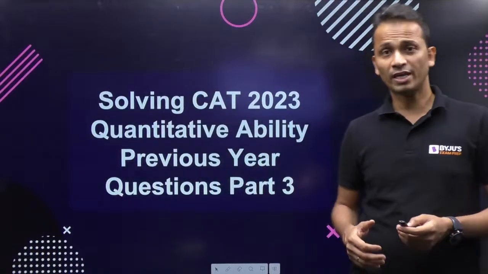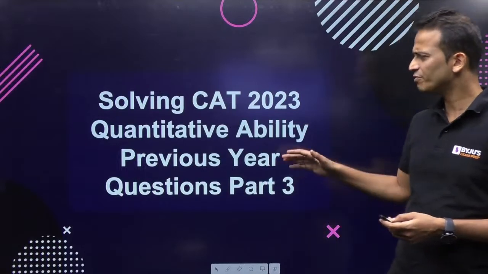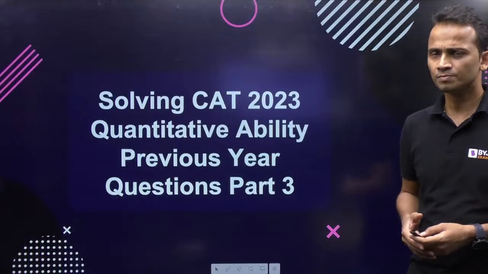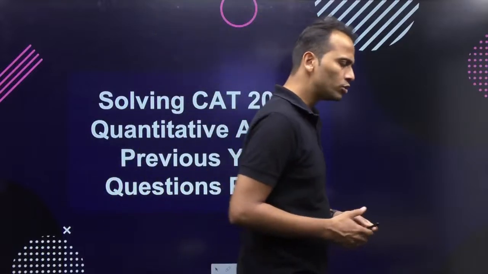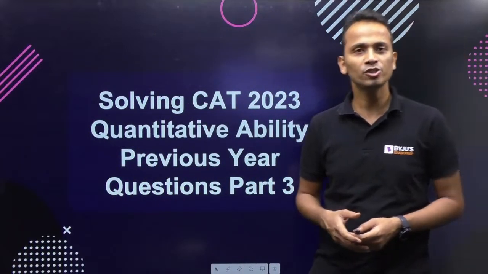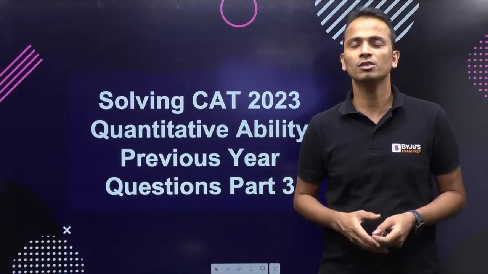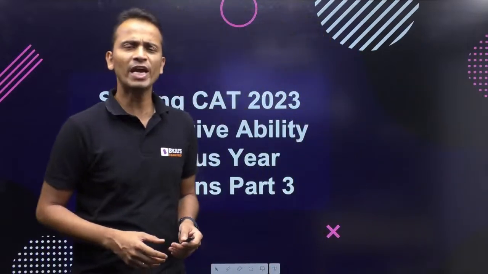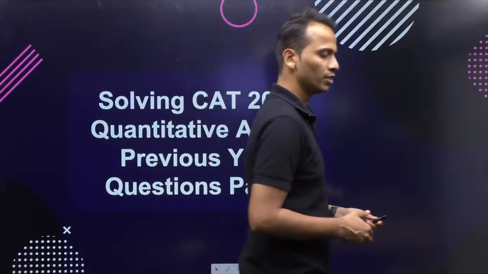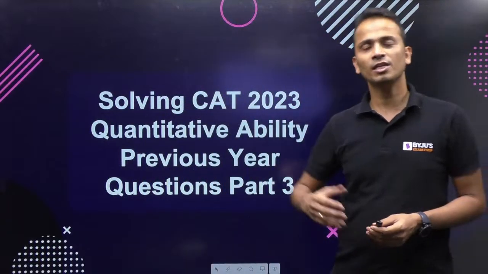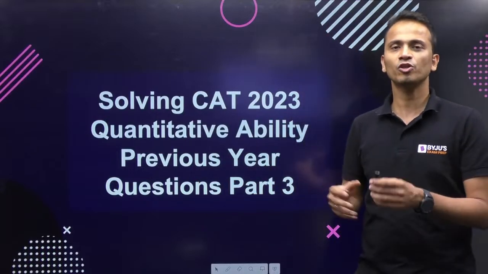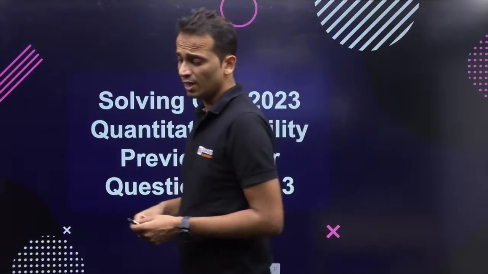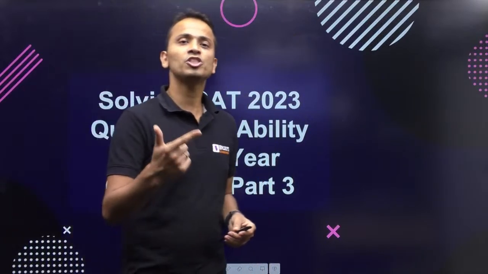So friends, in this series of sessions, today I'll obviously be discussing some of the previous year paper questions of quant, and this is part number 3. Previously, in my last 2 sessions, I discussed the questions based on percentages, that was part 1. In the second part, the last session, we discussed all the previous year paper questions of profit and loss. And today in this session, I'll continue this, and I'm going to discuss some of the questions that have appeared in the previous year papers of CAT, which are based on simple interest and compound interest.